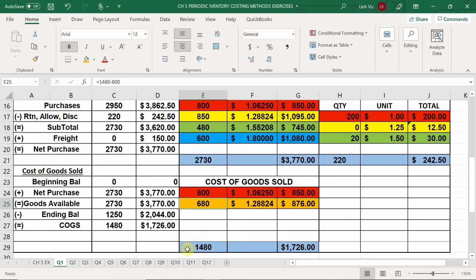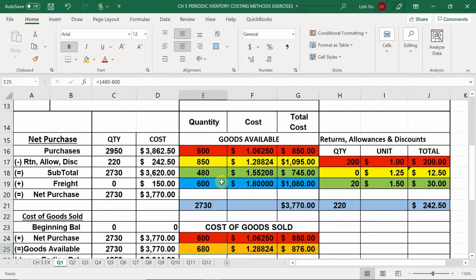The grand total, 2,730 here. That's how many goods we have available. This is what we have in my inventory. I have a grand total of 2,730 units. This is what I have available to sell.